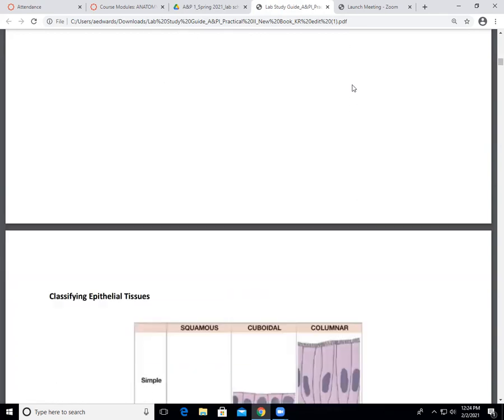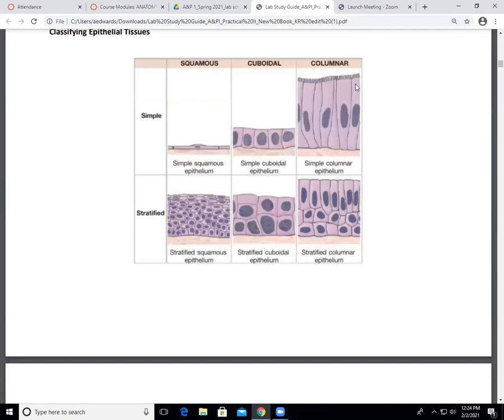All right, so we can classify epithelial tissues in 2 main ways. One way is how many layers are there, okay? If you have 1 layer, it's simple epithelium. If you have more than 1 layer, it's stratified. Okay, does that make sense? 1 layer is simple, multiple layers stratified. You can also classify epithelial tissues based on the shape. If the cells are flat, irregular shaped, they are squamous.